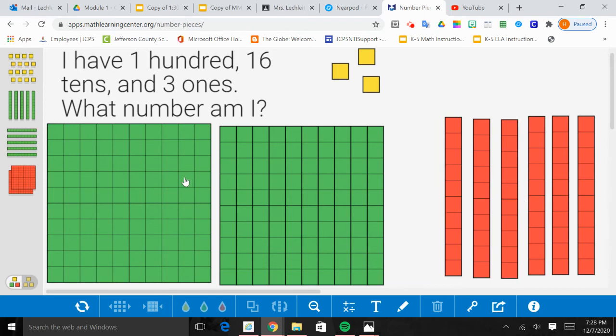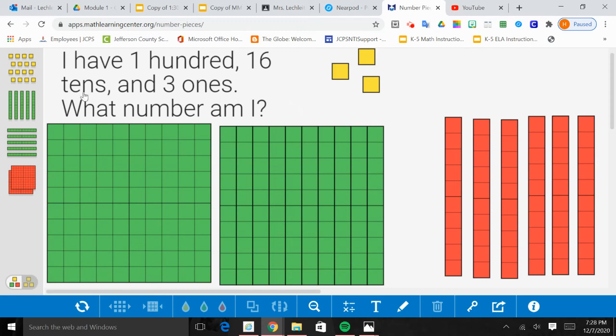So if I have 2 hundreds, that's 100, 200, plus 6 tens, so 210, 220, 230, 240, 250, 260, 261, 262, 263. So my number is 263.